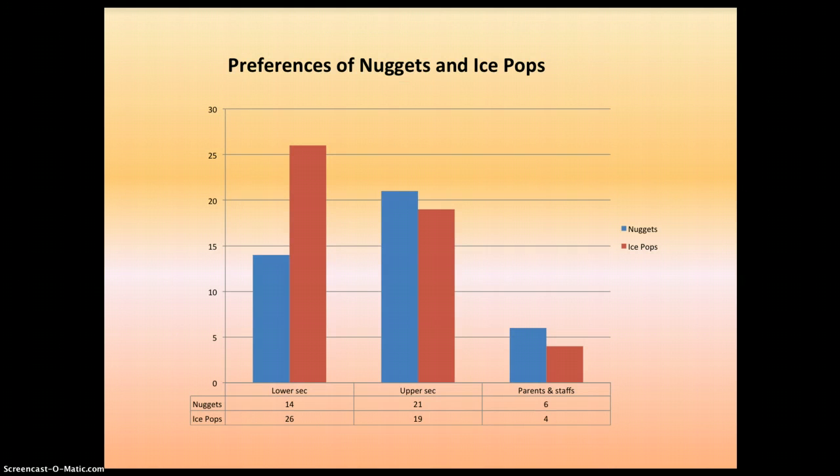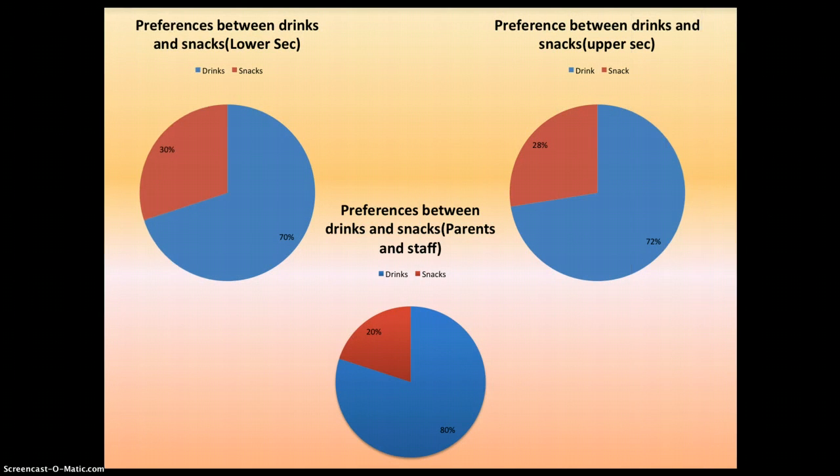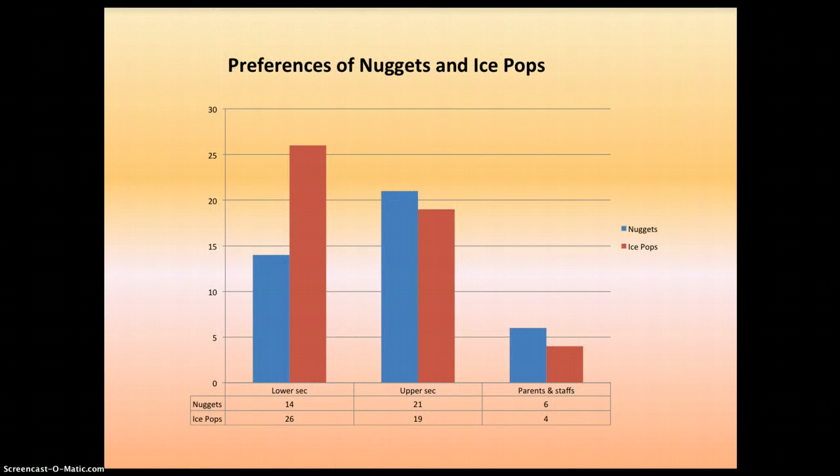This bar graph represents the data of preferences of nuggets and ice pops. Nuggets are represented by the blue bar and ice pops are represented by the red bar. In lower sec, more students prefer ice pops than nuggets. In upper sec, more students prefer nuggets than ice pops. For parents and staff, there is also a higher percentage who prefer nuggets than ice pops.